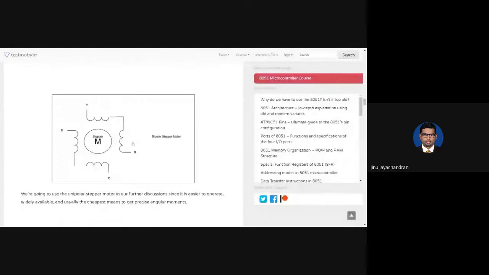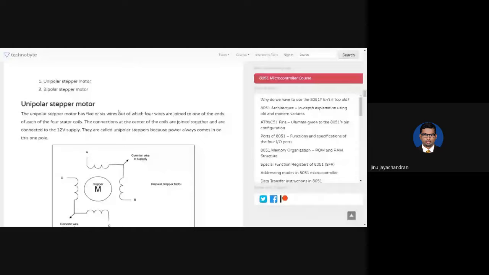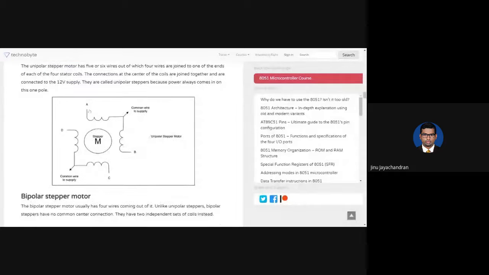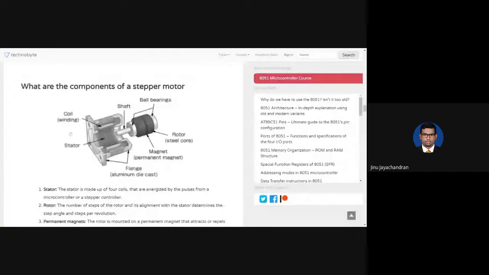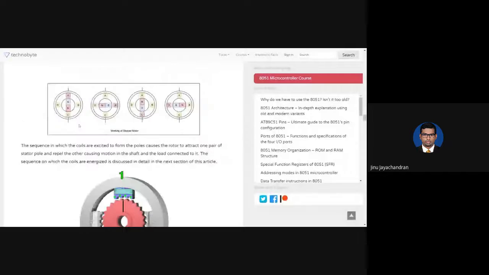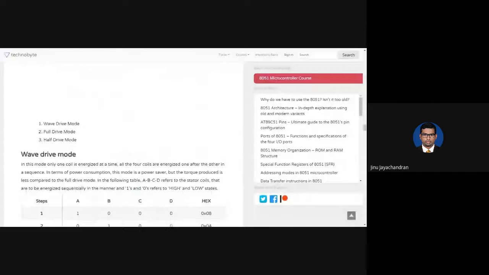Now there are two types of stepper motor. One is called a unipolar stepper motor, which is used very commonly. You see that there are actually 6 terminals coming out of the stepper motor. One is A, B, there's a common wire to the supply, C, D, and there's a common wire to the supply. So there are 1, 2, 3, 4, 5, 6 terminals coming out. Okay. So this is the basis of the stepper motor. That's all you want to know about the working.